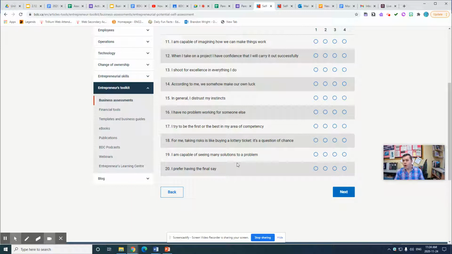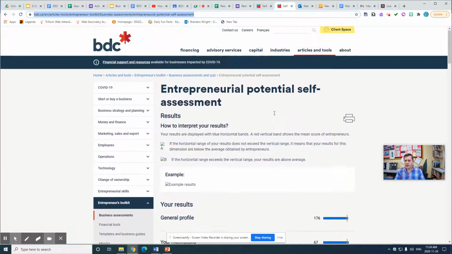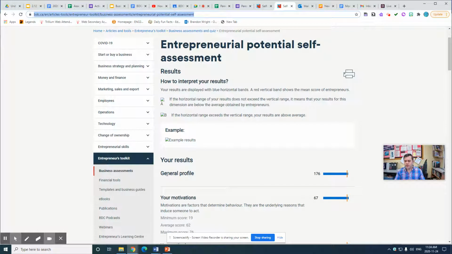So after you do all 53 questions, you'll get a page that looks like this. This is my page. Now I'll give you 2 bars, a horizontal bar and a vertical bar. The blue bar is your score. The yellow or the orange vertical bar is the average. So according to this, I am above average in my profile according to average entrepreneurs.